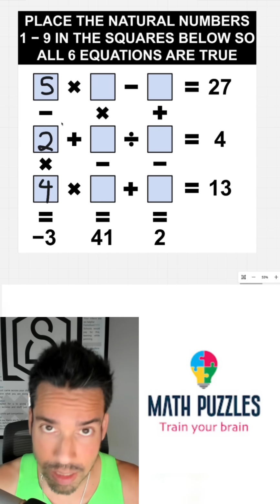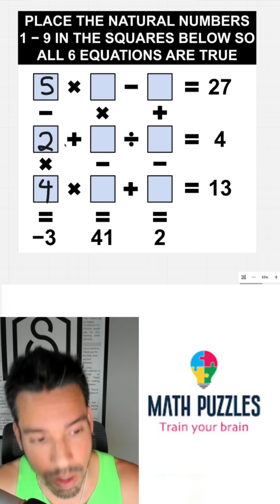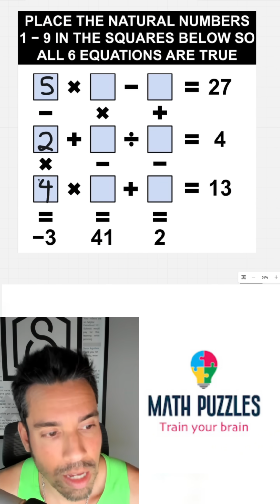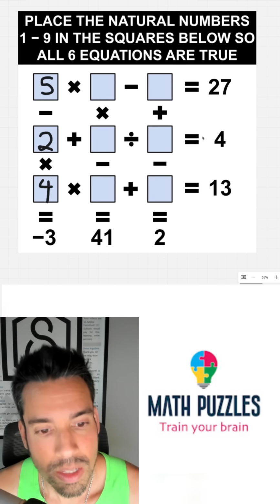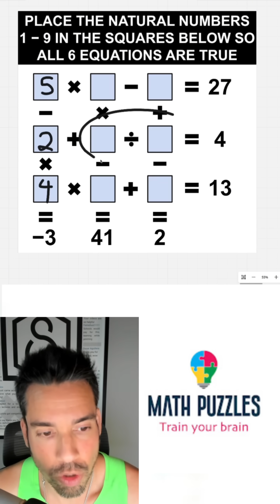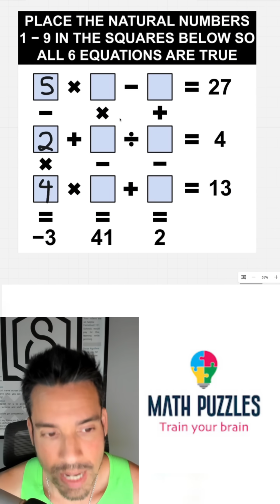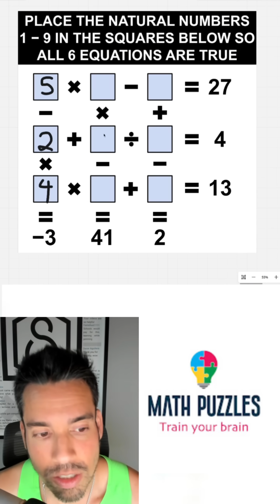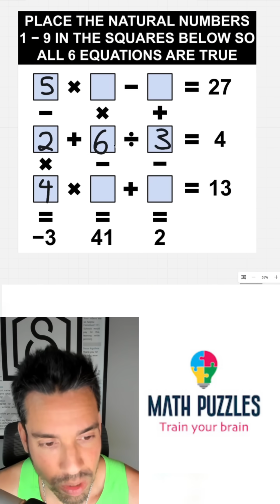Let's start here. Let's see if this works. And if it does, we're good to go. If not, we'll come back and try again. Okay, now that we've got a 5 here and a 4 here, let's figure out this row. 2 plus what is equal to 4? 2. So I need a 2 here. Of the remaining numbers, the combination that's going to work is 6 and 3. 6 divided by 3 is 2, plus 2 gives me 4.